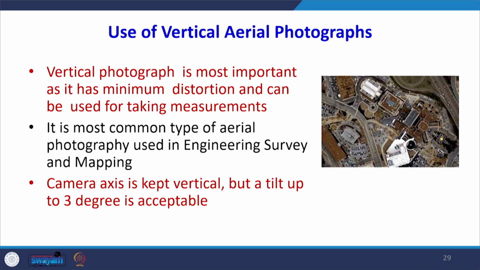Low oblique and high oblique photographs are very useful for defense, for army purposes, and from an engineering point of view we are using vertical photographs mostly. So there are different uses of vertical photographs. As you can see, they have minimum distortion and can be used for taking measurements. So most of the time for our engineering work we use vertical photographs, so that we can carry out thematic mapping or topographical mapping. Now the camera axis is mostly vertical, but up to 3 degrees can be accepted.